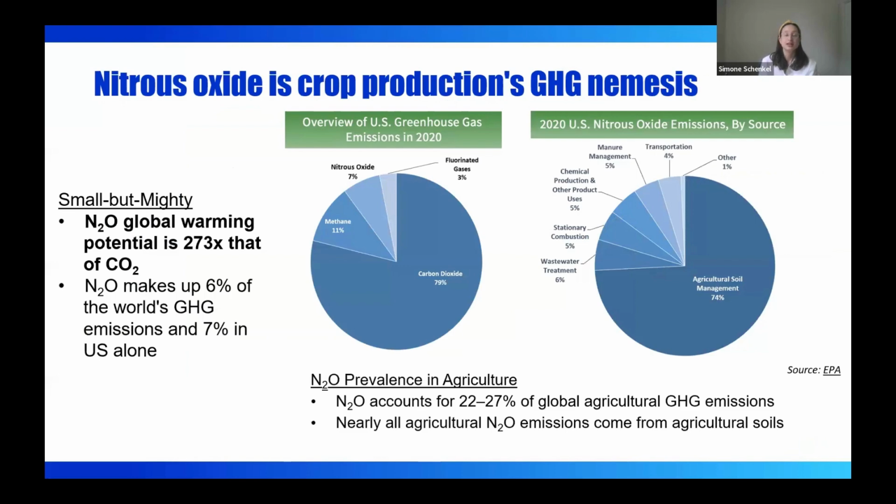So nitrous oxide is crop production's greenhouse gas nemesis. The high global warming potential for N2O means that 1 ton of N2O causes actually a lot more climate damage than 1 ton of CO2. So even though the total quantity in tons of CO2 is much, much greater than that of N2O, we cannot ignore this small but mighty greenhouse gas. When you consider the impact of N2O in CO2 equivalents, it makes up 6% of all global emissions and 7% in the US alone.